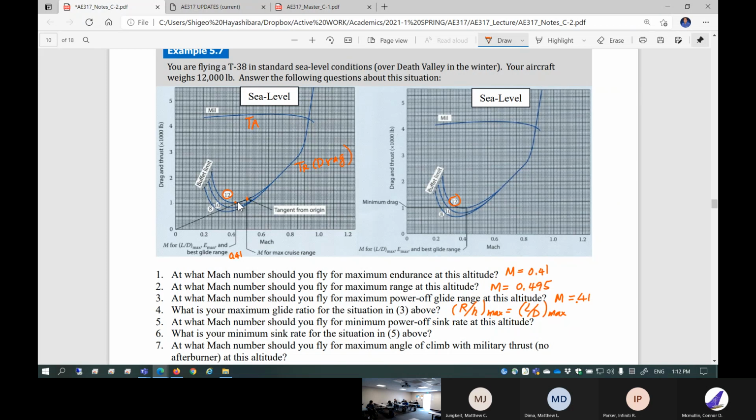About the answer for number 3: how would you achieve Mach 0.41 in unpowered flight? That's a good question. You can't probably fly that fast. So realistically speaking, you have to accelerate to 0.41, then cut off the engine, then you maximize. But then you slow down and you lose it. So if it's an emergency situation, you can never have that. You probably eject.